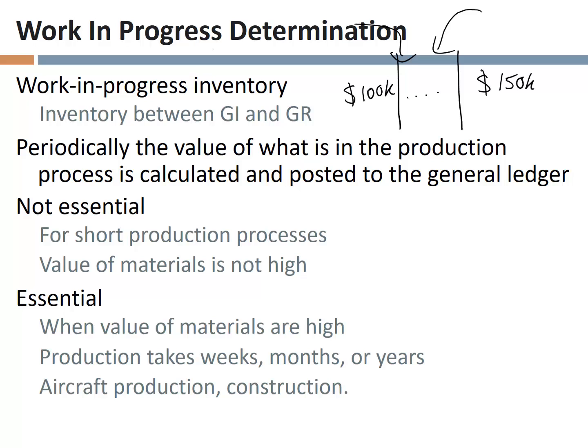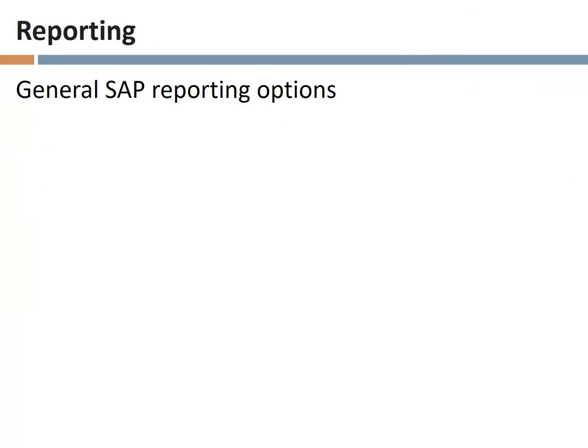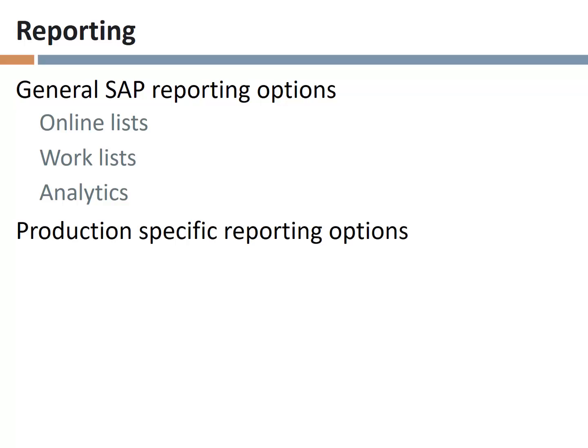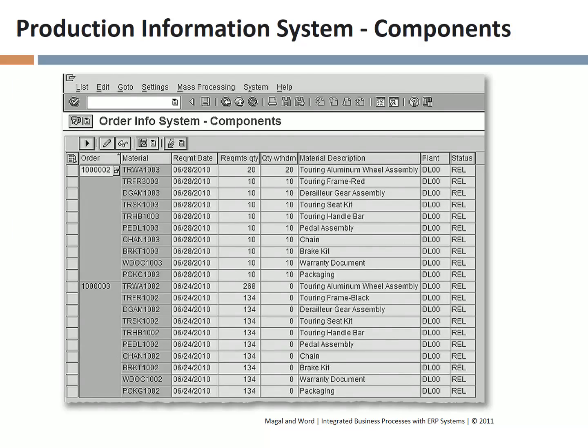The only thing left in this chapter is a section here on the fact that there are different kinds of reports that we can get out of our ERP system to help us monitor what's going on in the context of production. We have online lists, we have work lists, we have analytics. Remember, work lists are the kinds of things that tell people what they're doing in their job. So a list of all the production orders that you're going to be working on today would be a work list. An online list would be more akin to, show me information about the production status.